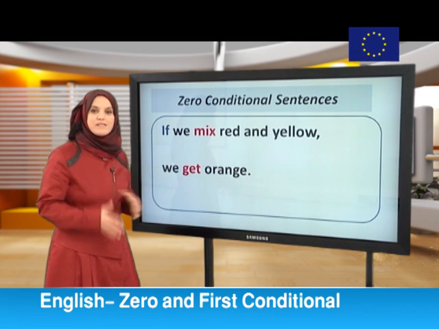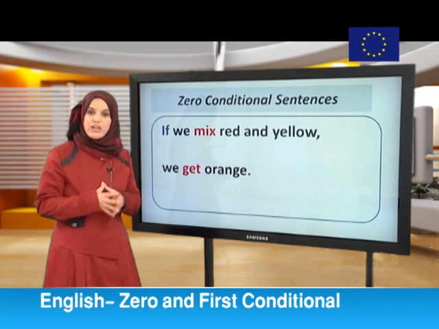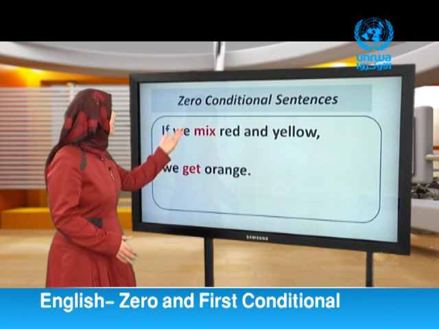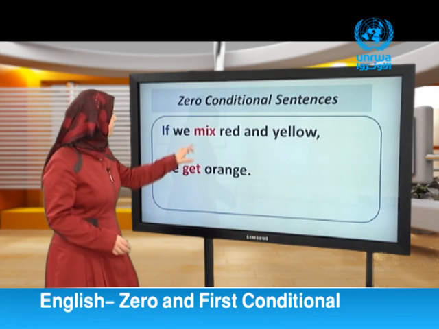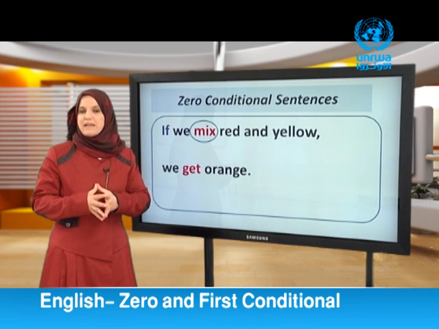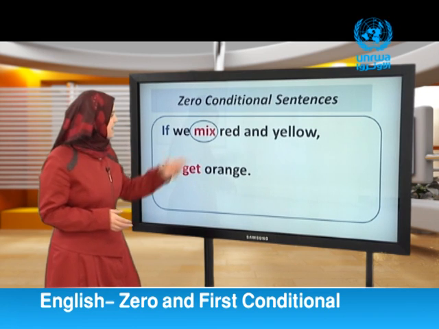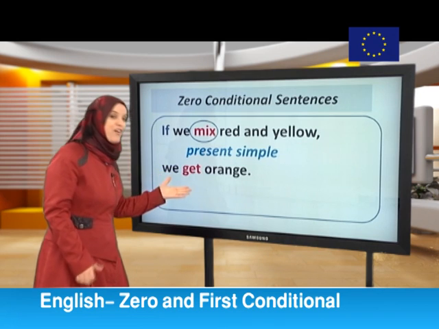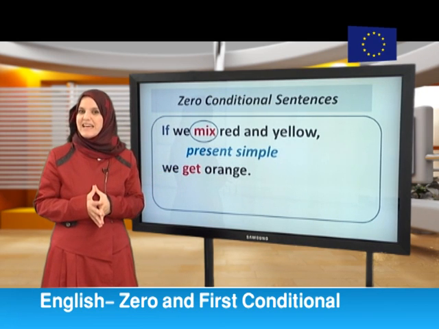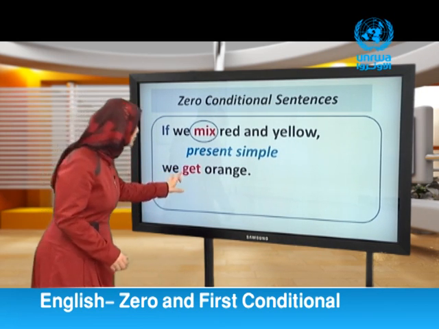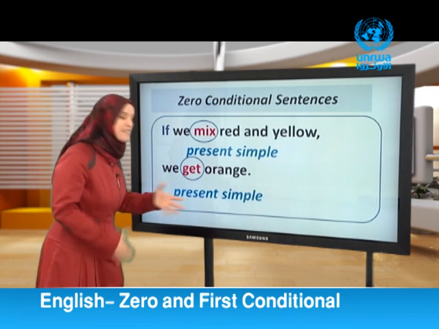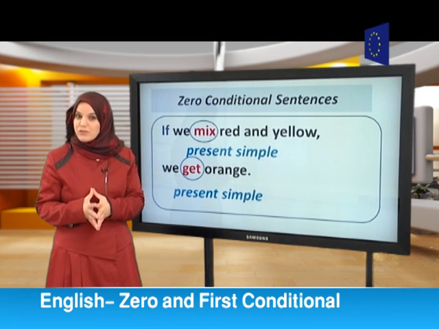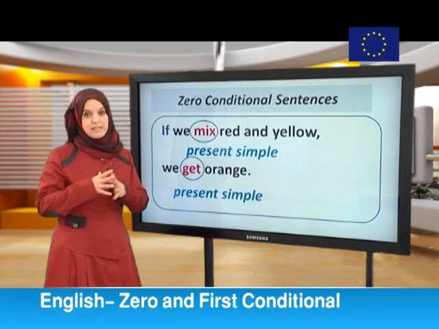Now, let's have a look at the verbs. We have two verbs, one in the condition and another in the result. Let's first look at the verb mix, the verb in the condition. What tense is mix? Great. This verb is in the present simple tense. What about the other verb, get? What tense is that? This verb is also in the present simple tense. So we have present simple tense in the condition, and we also have present simple tense in the result.